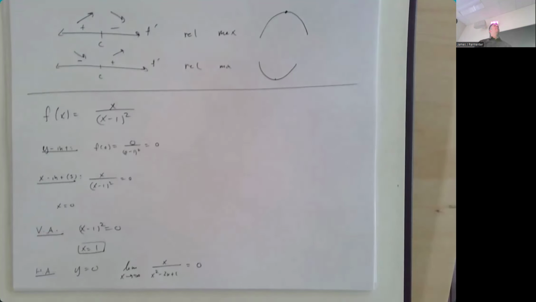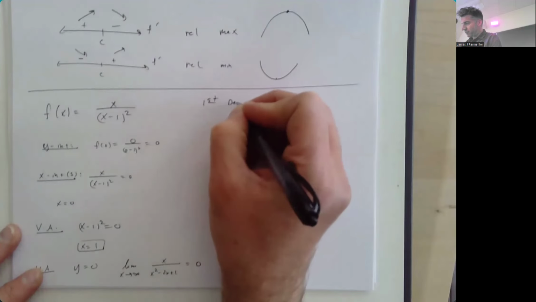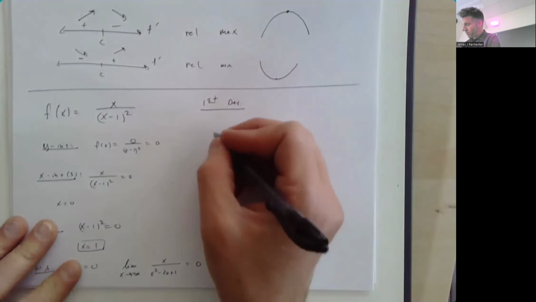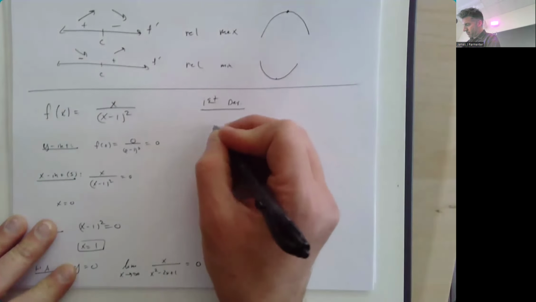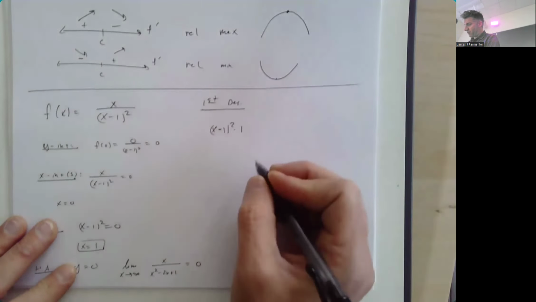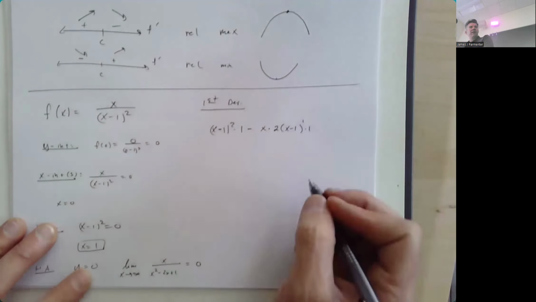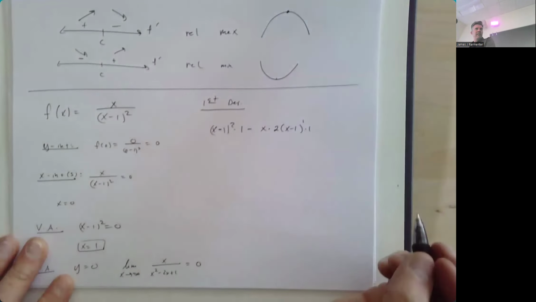All right, we've done all of my pre-first derivative stuff. Let's do the first derivative stuff. The first derivative. Okay, quotient rule: bottom times the derivative of the top, minus the top times the derivative of the bottom, which is 2 times x minus 1 to the first times the derivative of x minus 1, which is just 1. I'm really trying to cover my chain rule bases there.